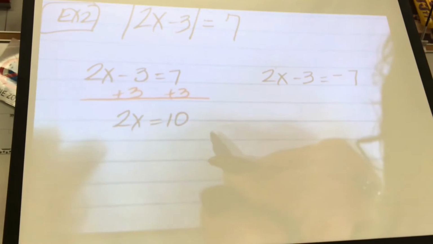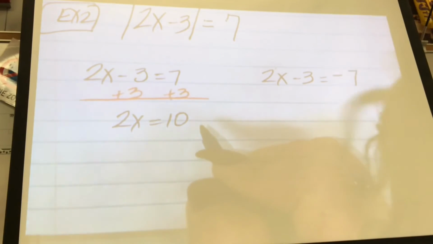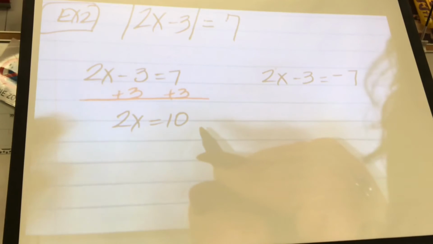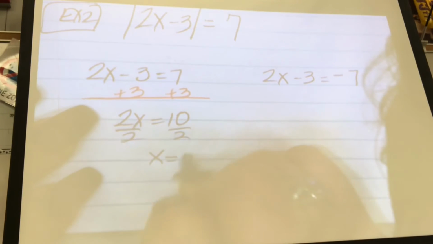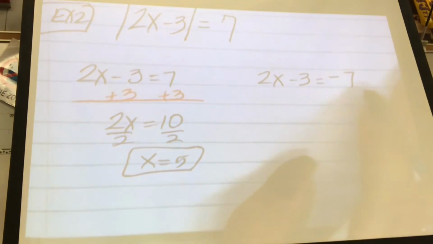2x equals 10. And then how do I solve for x? Jason, how do I solve for x? Divide. Divide by 2, divide by 2, x equals 5. That's one answer. Moses, how about this side?